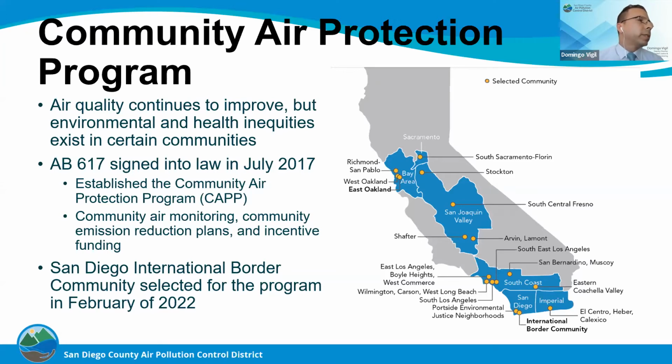California Assembly Bill 617 established the Community Air Protection Program. This is a statewide program administered by the California Air Resources Board, or CARB, and requires new community-focused and community-driven actions to go beyond existing state and regional programs to reduce air pollution and improve public health in communities that experience a disproportionate burden from exposure to air pollution. The Community Air Protection Program requires community air monitoring, community emissions reduction plans, and incentive funding to deploy clean technologies in the most impacted areas.